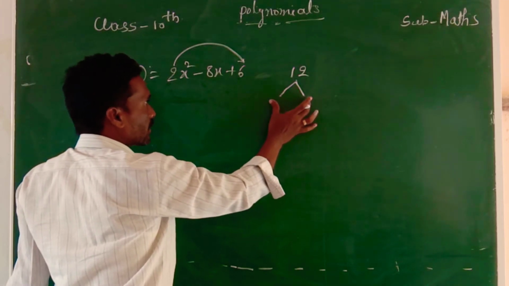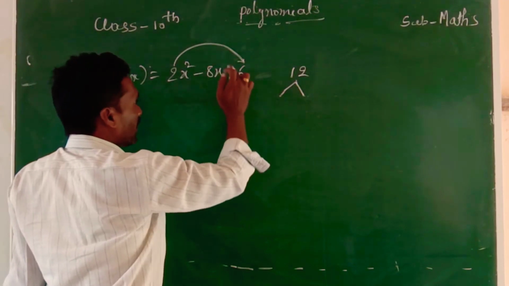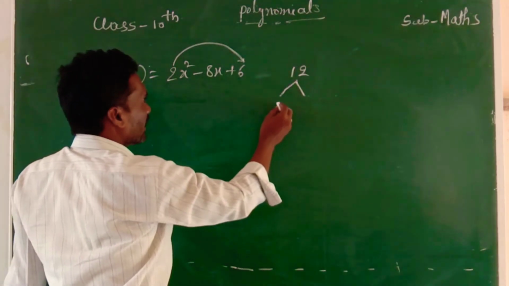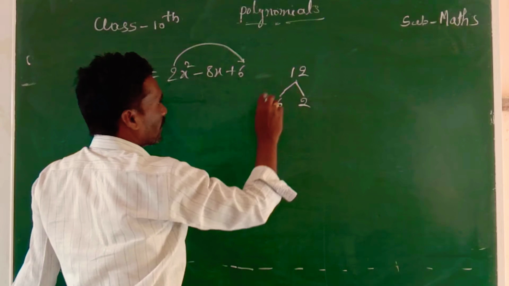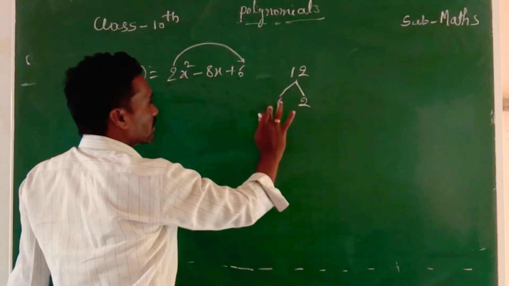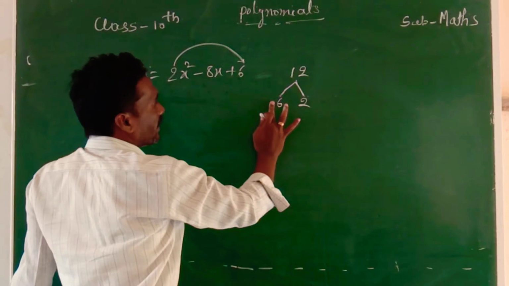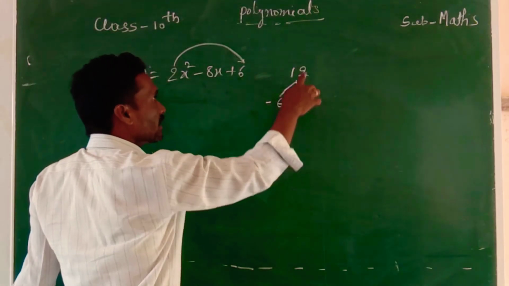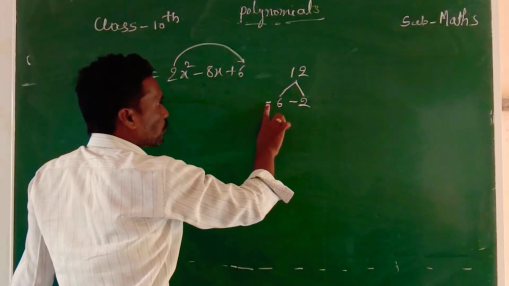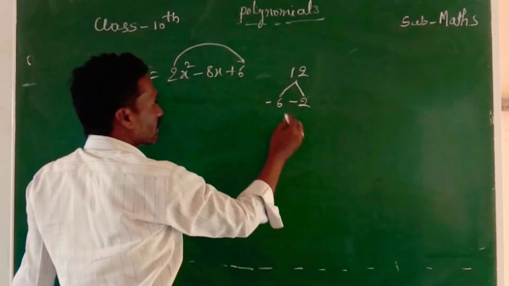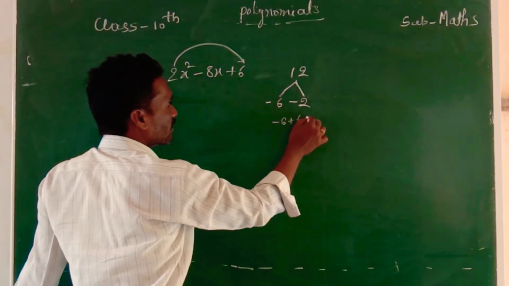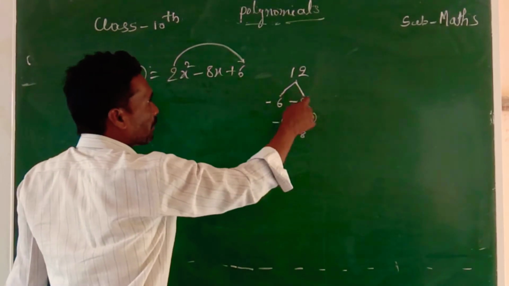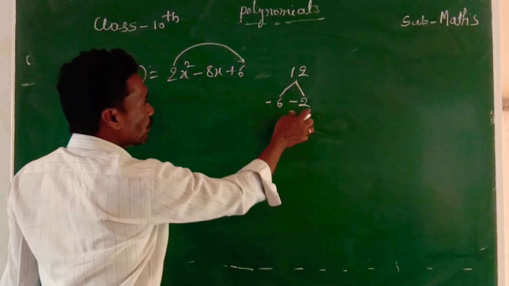If you do addition or subtraction, we have to get the middle term, minus 8. If you do multiplication, we have to get 12. Six 2s are 12, and plus into plus gives plus. If I take both as minus, minus into minus is plus. So if I do addition, we have to get minus 8: minus 6 plus minus 2 gives minus 8. Multiplying gives 12. So these are your two factors.